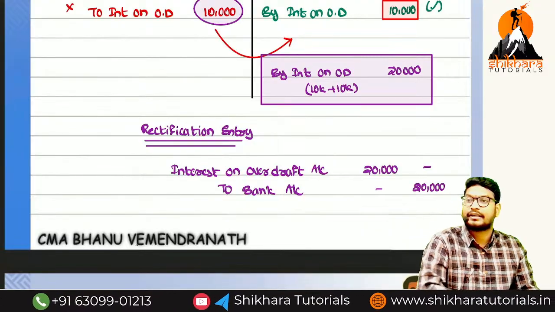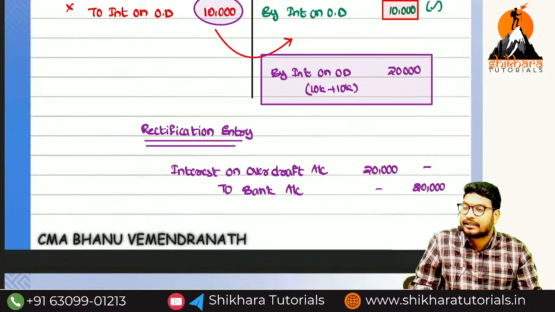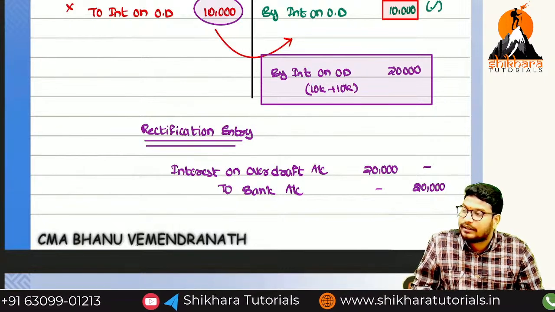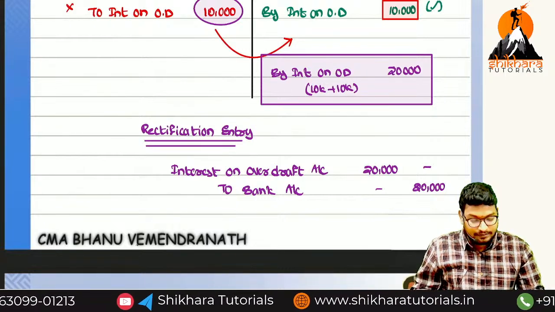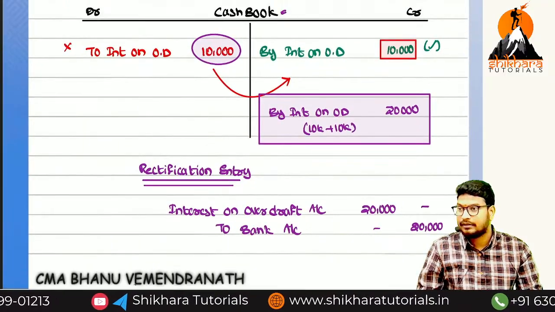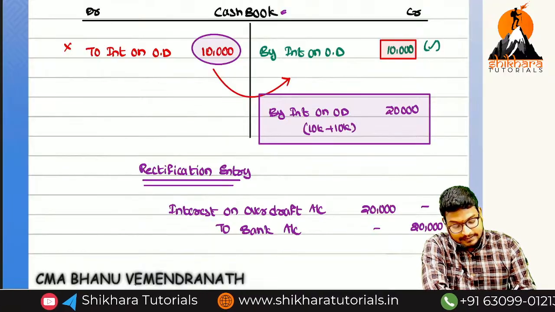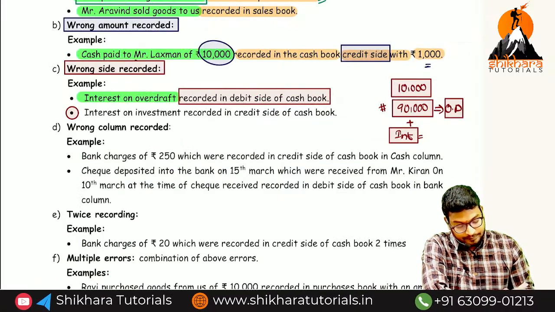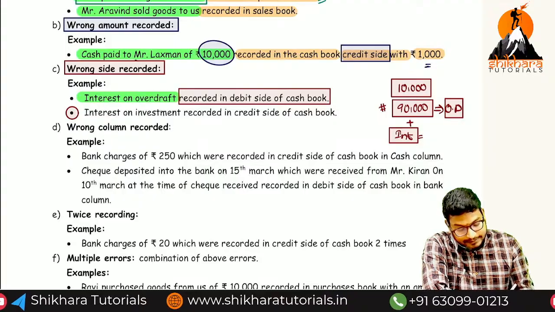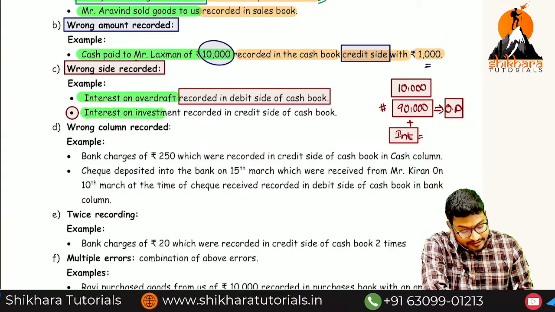One 10,000 for cancellation, another 10,000 for writing the amount on the same side, the correct side. So it is fine, ma'am? Completed? Okay, then try this second example. Now, interest on investment.